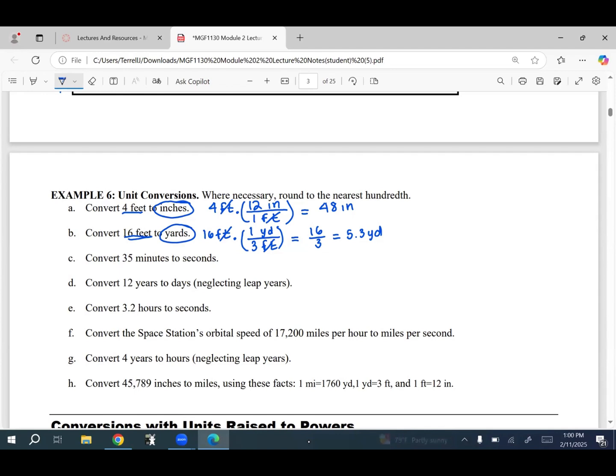Let's look at C. This one you might know how to do without doing it in this way. You have 35 minutes, and you want to convert that to seconds. What's the relationship between minutes and seconds? So I'm going to put 1 minute on the bottom and 60 seconds on top so that minutes can cancel. And then I multiply 35 times 60, and I should get 2,100 seconds.